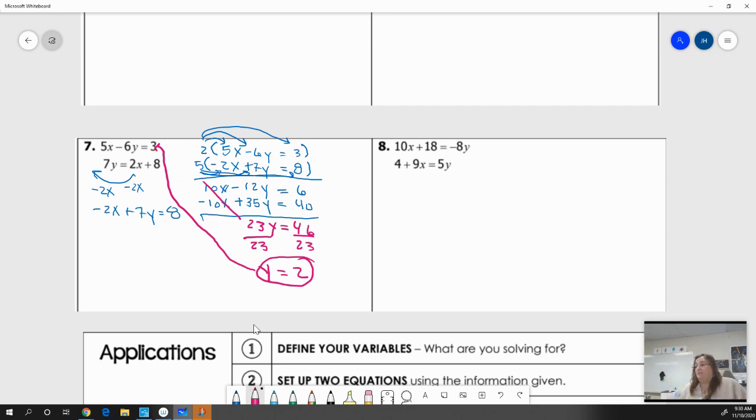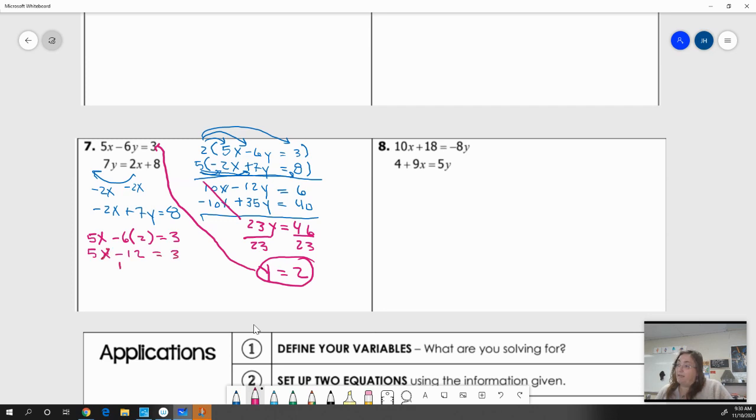And so I get to take this y equals 2 and plug it in for y in either one of these equations, really, but I chose the top one. Why? I don't know, felt like it. So I have 5x minus 6y. Well, we know what y is. Y is 2. So that's 6 times 2 equals 12. So that gives me 5x minus 12 equals 3.